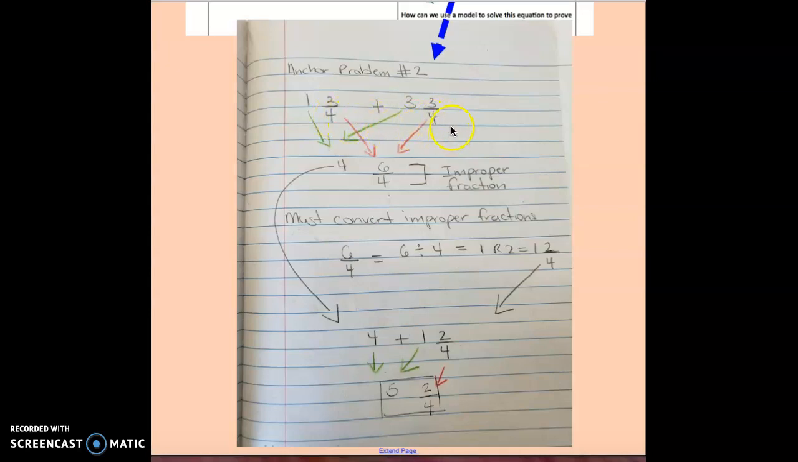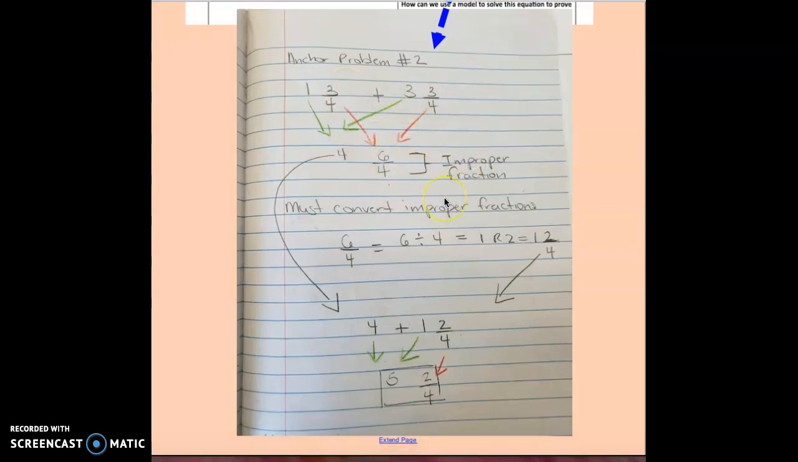The fractions have to have common denominators, and so we do not have to change anything here. So the denominator remains the same, and then we add the numerators, which is 3 and 3 equal to 6. Again, we have an improper fraction of 6/4, so we must convert it. So in order to convert it, we're going to make our numerator our dividend and our denominator our divisor.